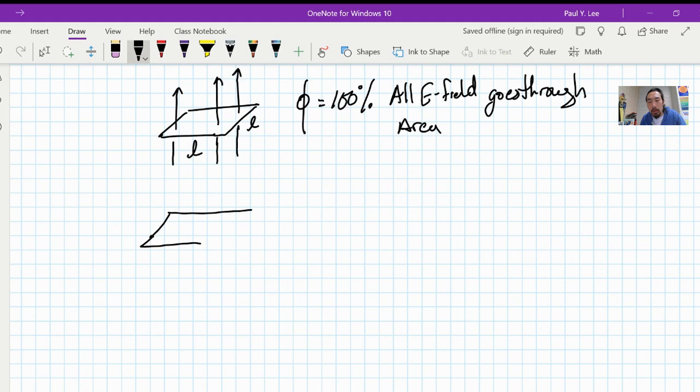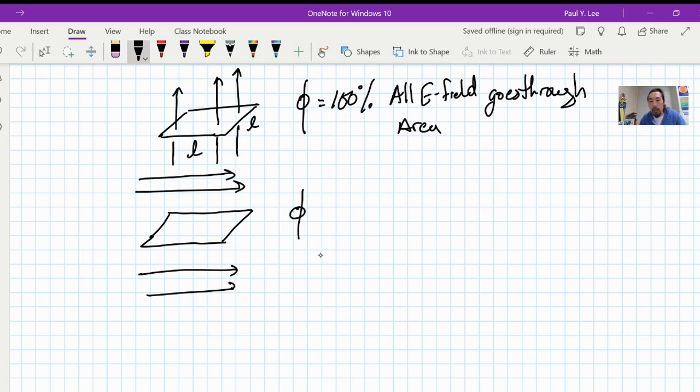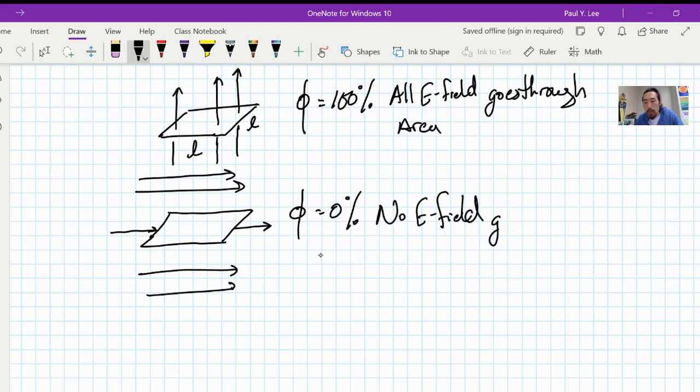So here, right? If I have my E field going above and below, I'll draw one right into it too. It's not going through the window, but it's parallel to it. Here, my flux is 0%, or zero flux. No E field goes through the area.